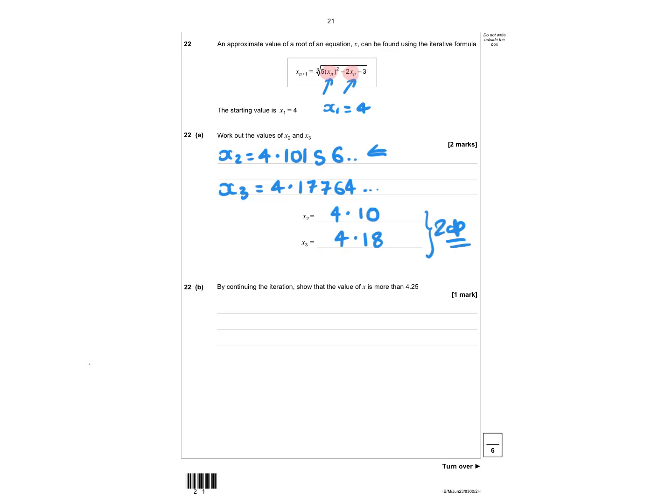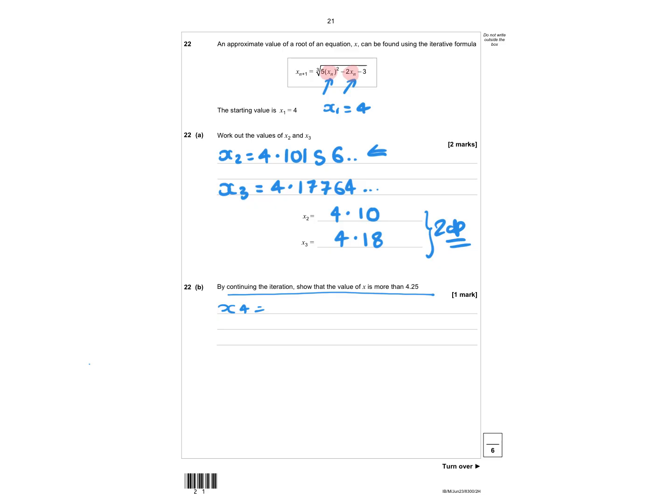Now, by continuing the iteration, show that the value of x is more than 4.25. So if I then work out, say, a couple more iterations, so I simply repeat my calculation.